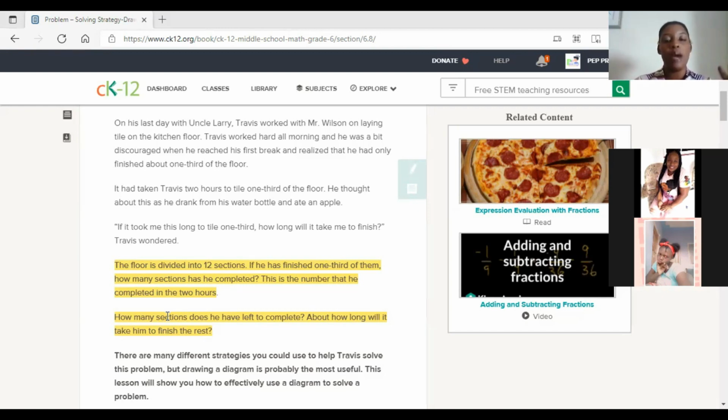So after we find out the number of sections that he has completed, then we can look at the diagram. And that's the beauty of using a diagram or a picture to solve your problem. You can literally look at it. It's a visual thing that you can use to solve your problem, and it works many times. When you draw your diagram, you can clearly see how many sections were tiled and how many were untiled. And then based on that, you can determine how long it will take to finish tiling the floor. And that's how we basically break down the problem to understand it.